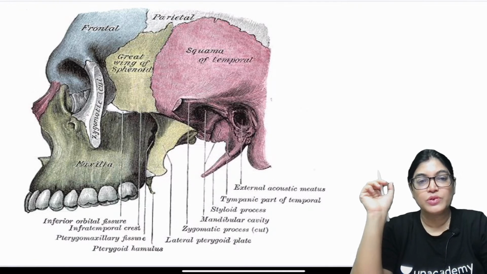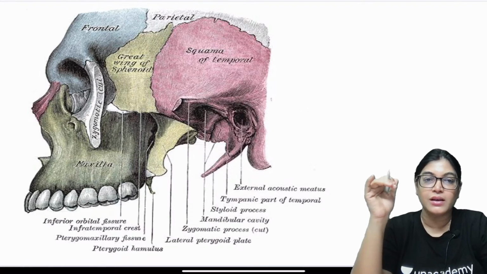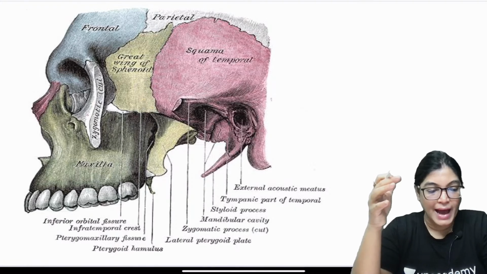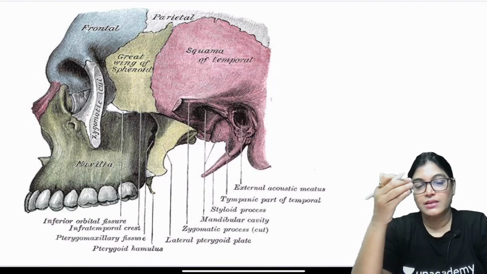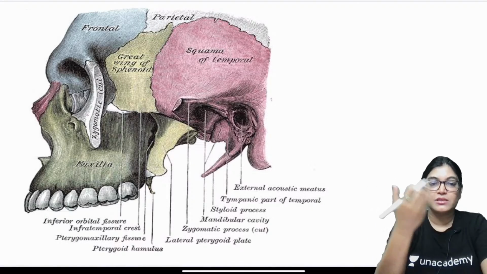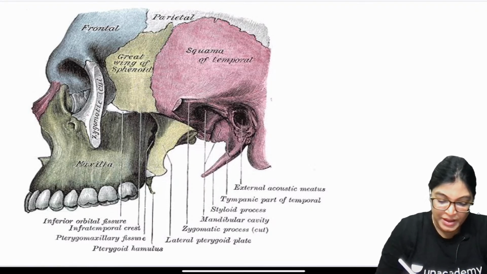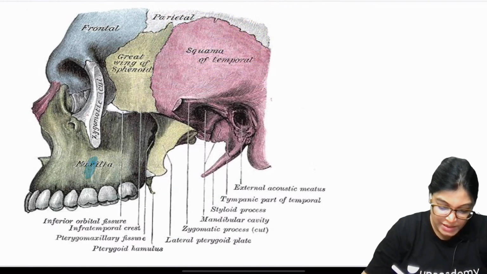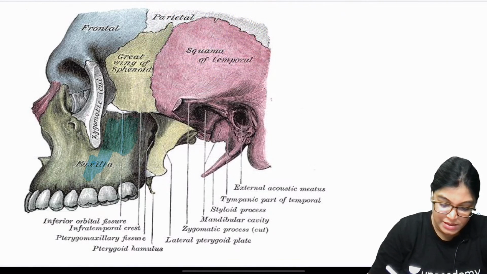This is the lateral view of the skull, where you can appreciate the space which is lying just lateral to the maxilla. When we talk about the maxilla, it is more anterior. Let me shade the maxilla part. I am just shading the maxilla bone. Can you see here? This is the maxilla bone.